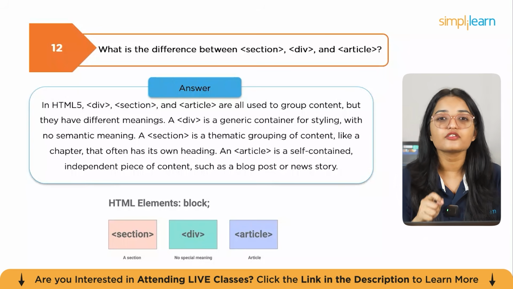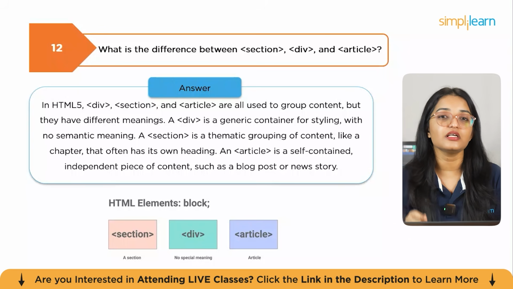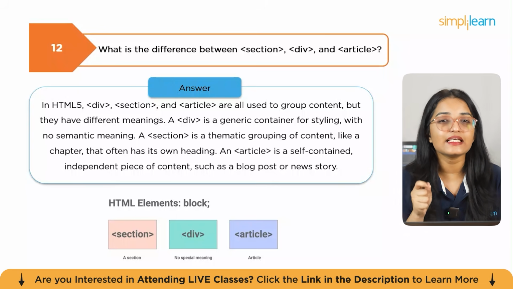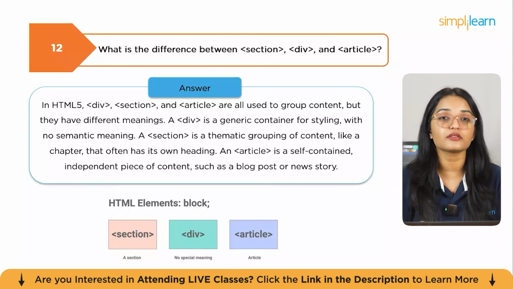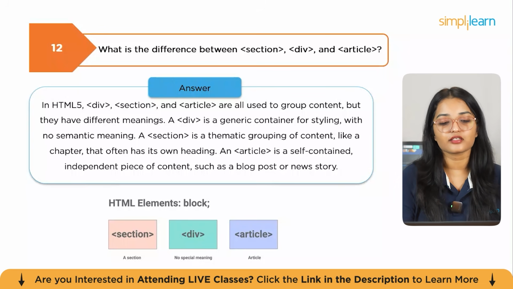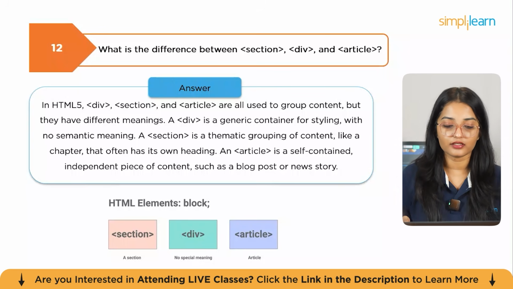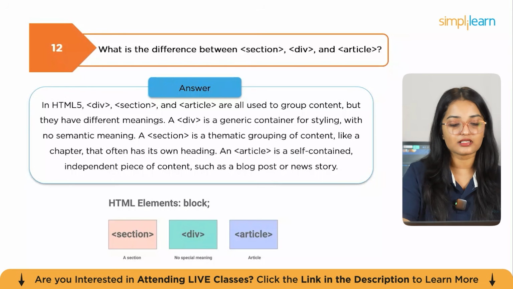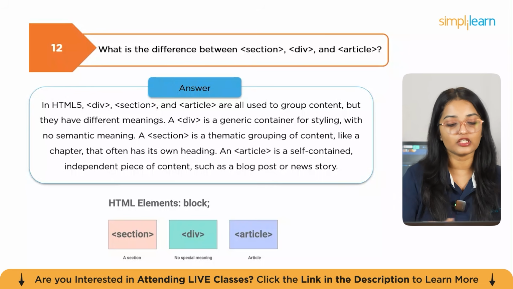An article tag is a more specific type of section that represents a completely self-contained piece of content that could be distributed independently, such as a blog post, a news story, or a comment. So this is how you answer when they ask you the difference between section, division, and article. You can also show them in blocks how each is different from the others.